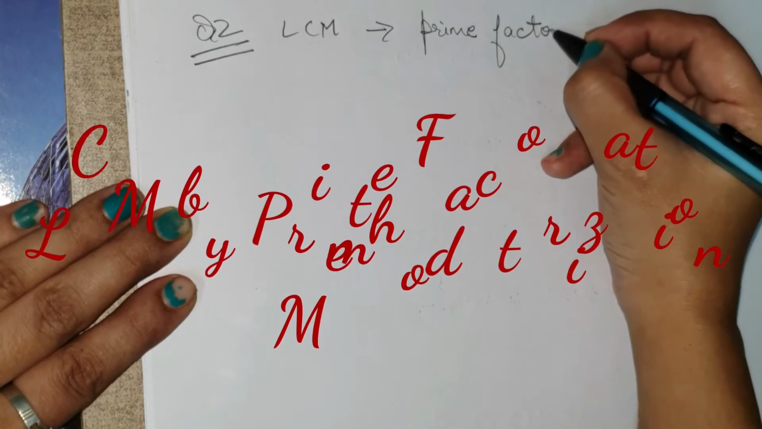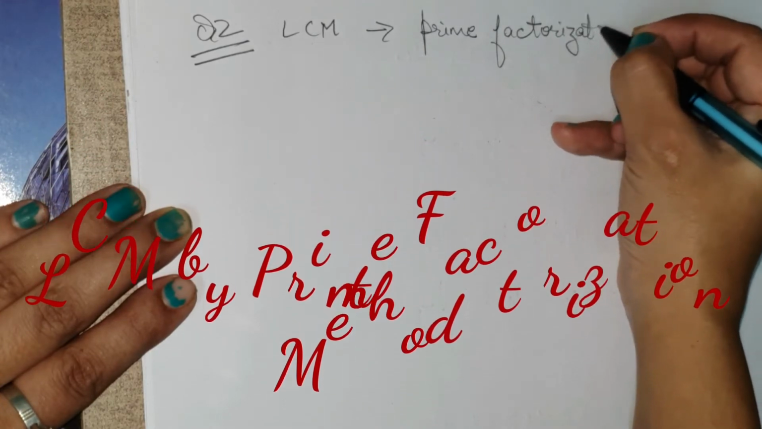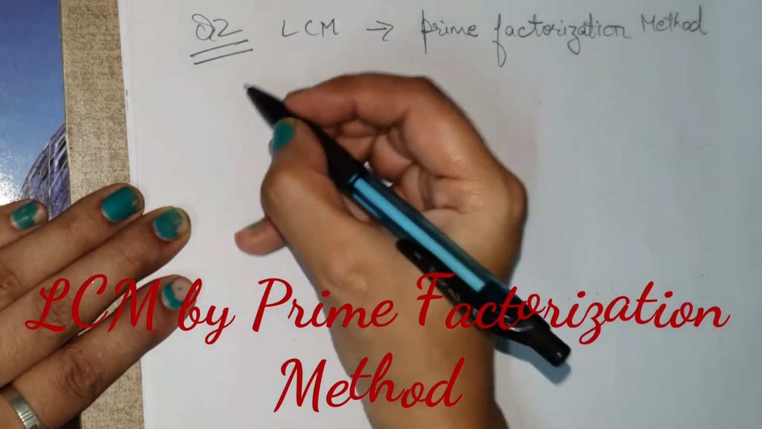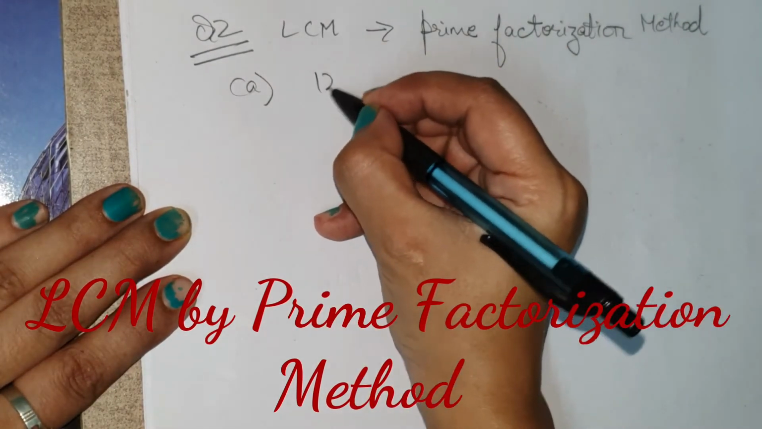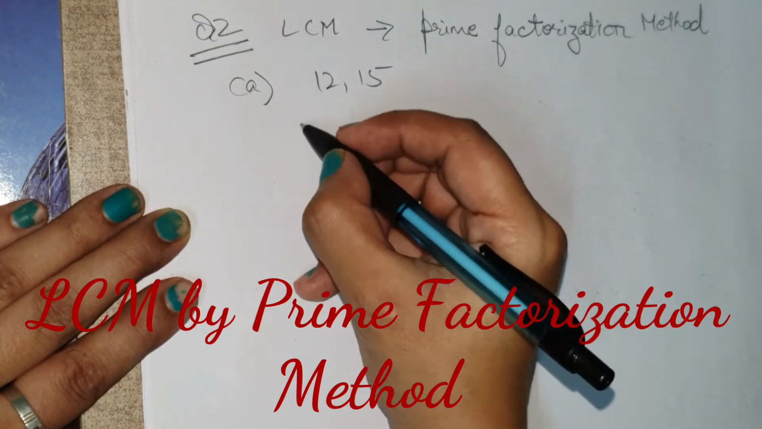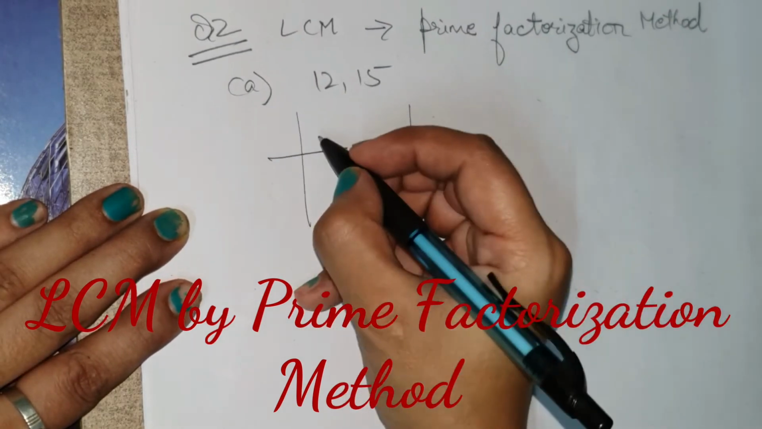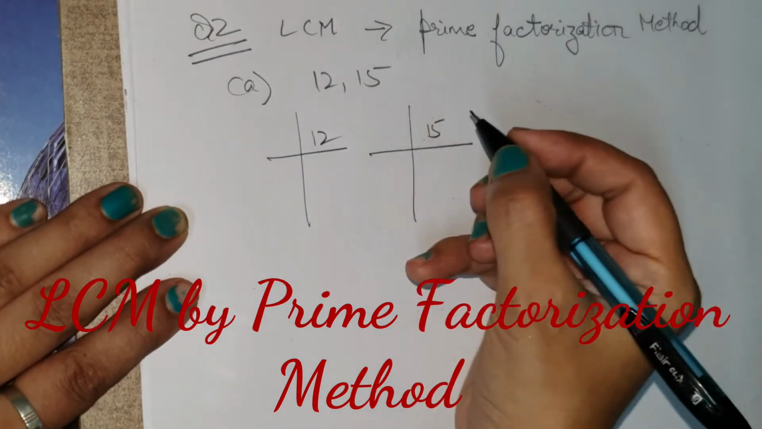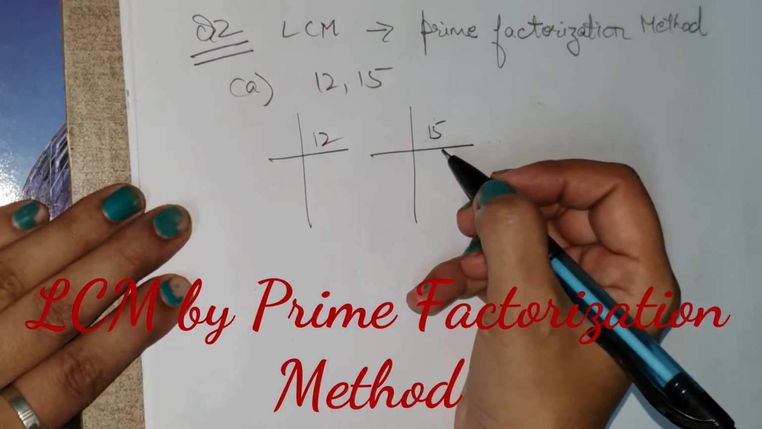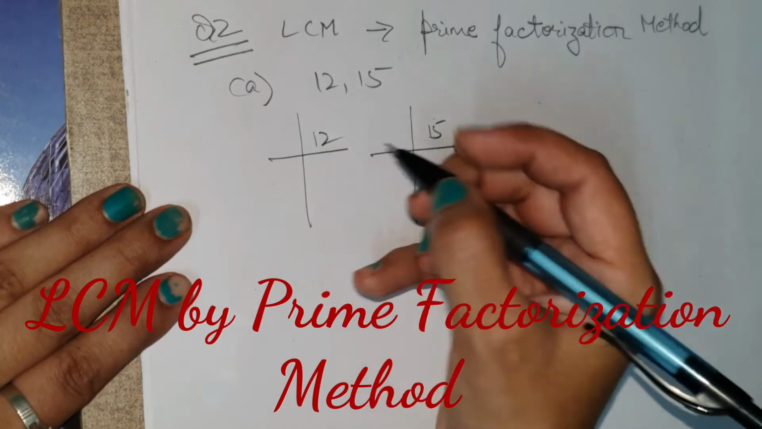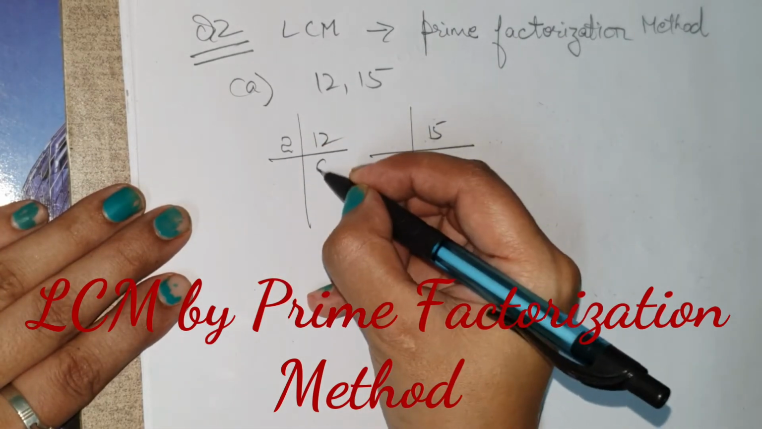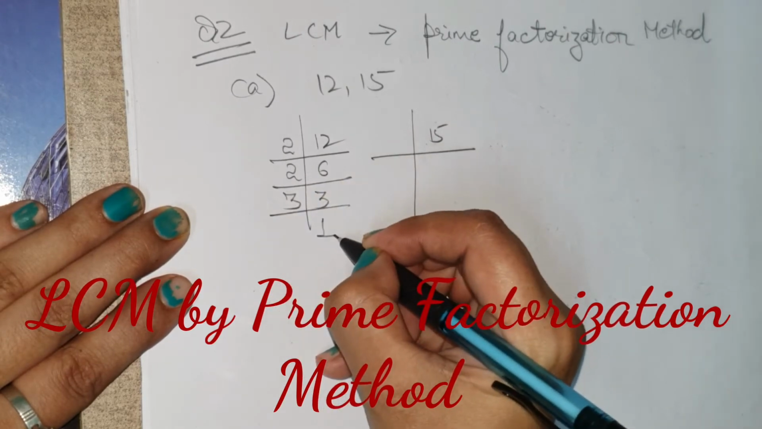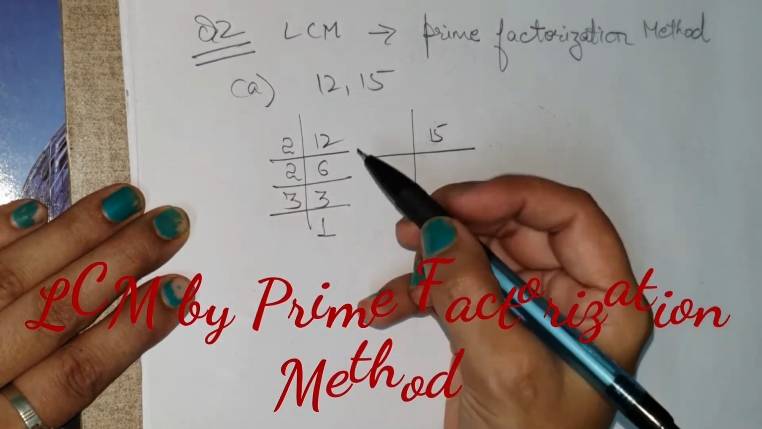When I was teaching you HCF, at that time I told you how to find the prime factorization. So see, the same way we will find the prime factorization here also, but one difference will be there in finding the answer. See, 12 and 15 are the two numbers whose LCM we have to find in A part. So first of all, prime factorization of 12: 2 sixes are 12, 2 threes are 6 and 3 ones are 3. I told you how to find the prime factorization.